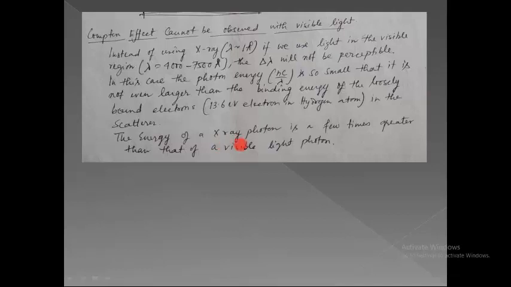So the energy of the X-ray photon, if you take an X-ray wavelength, is many times greater than that of visible light. That is why it can knock out an electron and you get a Compton effect. That means you get a scattered wavelength. We move to the next slide. That means we move to the derivation, I believe.